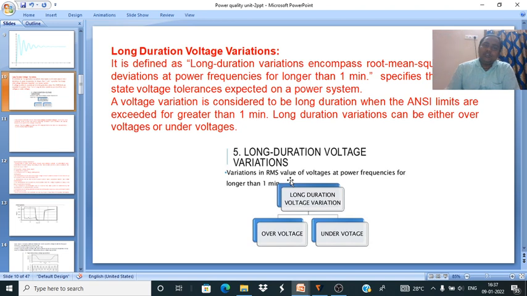So in the previous unit we discussed the categories and characteristics of transients. Now we will discuss long duration voltage variation. What is meant by long duration voltage variation? How do we define it?